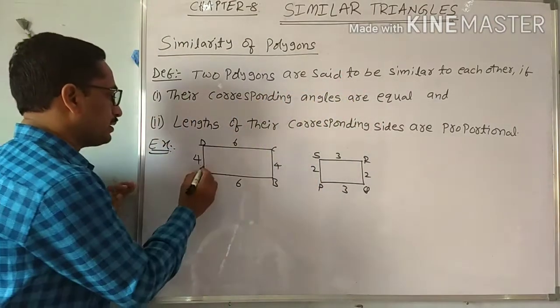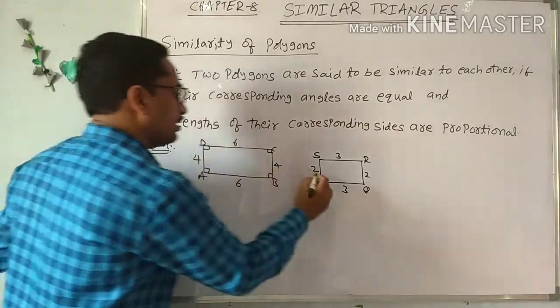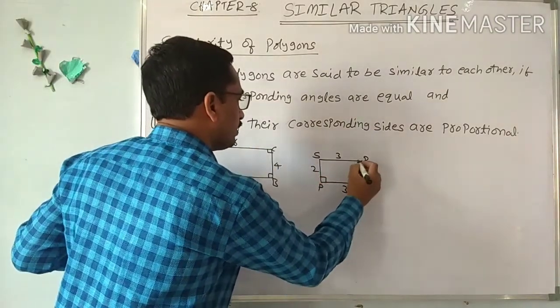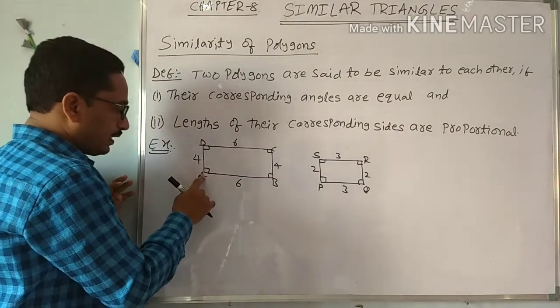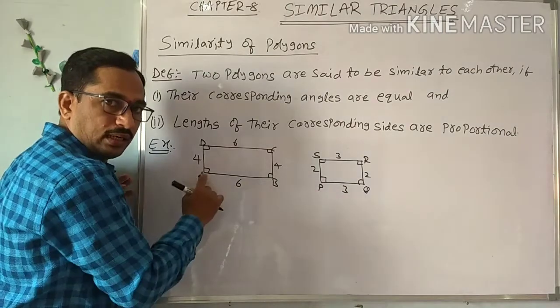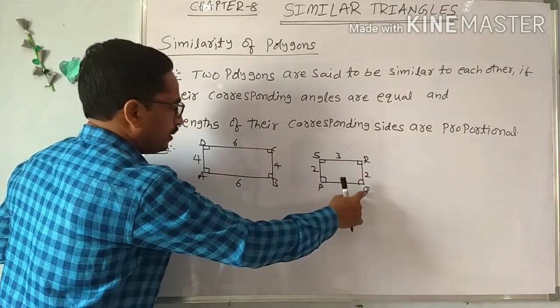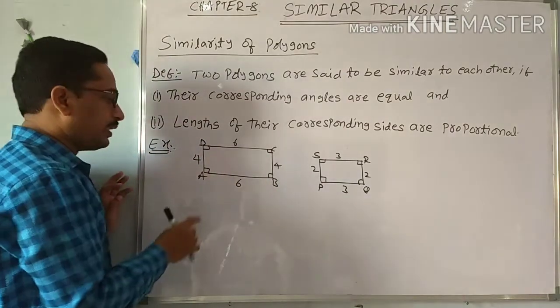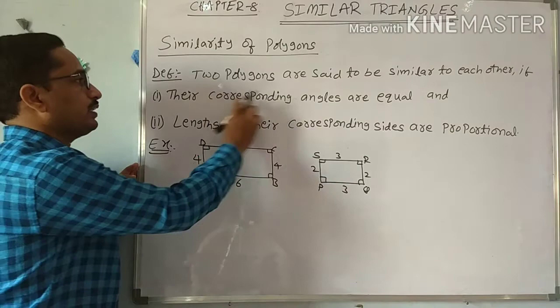In a rectangle all the angles are equal to 90 degrees. The corresponding angle means angle A, the same position, here angle P. These are corresponding angles, but angle A is not equal to angle B, they are not corresponding angles. Corresponding angles means the positions are the same. See the first one, the corresponding angles.